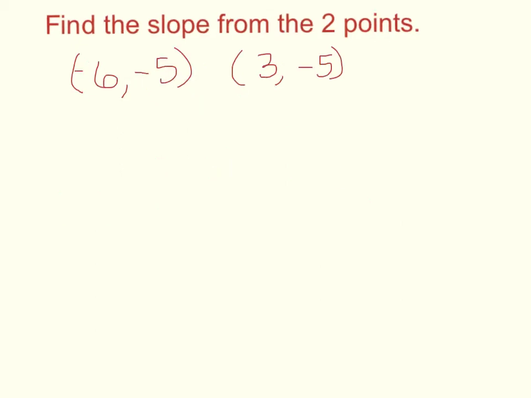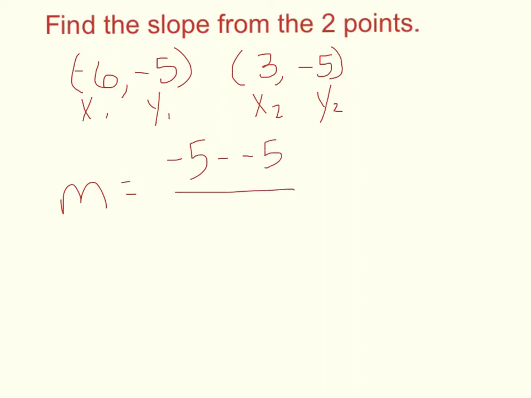Find the slope from these 2 points. So you have your x1, y1, x2, y2. Y's always go on top. Remember, m means slope. Okay, so you have negative 5 minus a negative 5 over 3 minus a negative 6. On top and bottom you have negative signs next to each other, so you change those ones to positives. So on top you get negative 5 plus 5, which is 0, and 3 plus 6, which is 9.